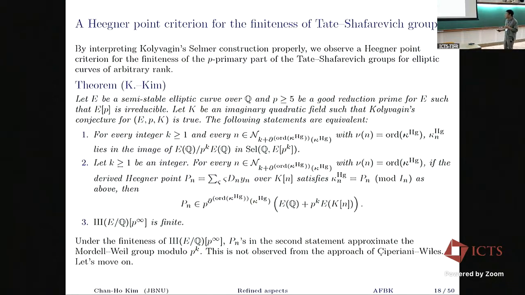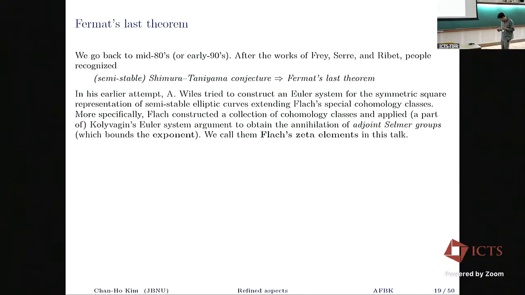Okay, let's move on. Any question before, maybe I can collect the questions at the end of the talk. The second, let me change the subject. So let's go back to the mid-80s or early 90s. After the work of Frey, Serre, Ribet, people recognized that the semi-stable Shimura-Taniyama conjecture implies Fermat's last theorem.